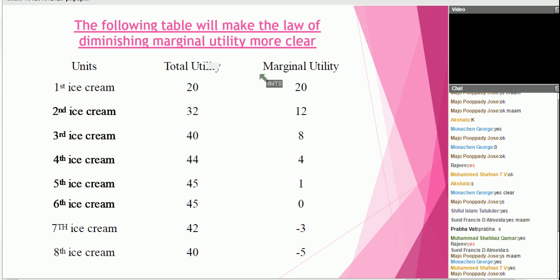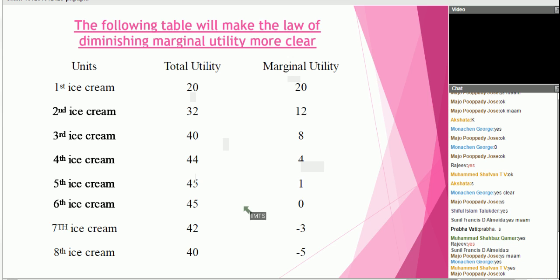So this is a table that will make this law clear. For the first ice cream, the utility is 20, then total utility is 32. So you can calculate the marginal utility. It will be 32 minus 20. This will be 40 minus 32. 44 minus 4. Then 45 minus 44. That is 1. Then for the 6th unit, it will be the same.